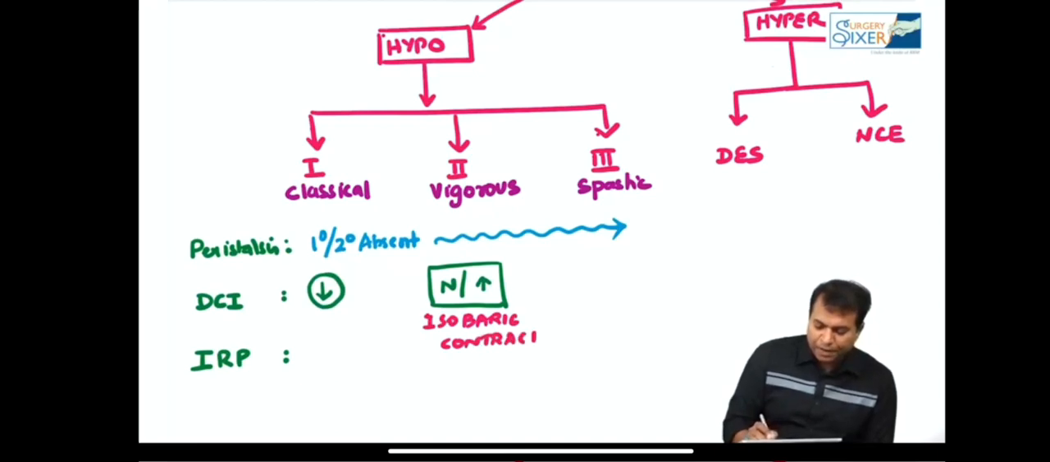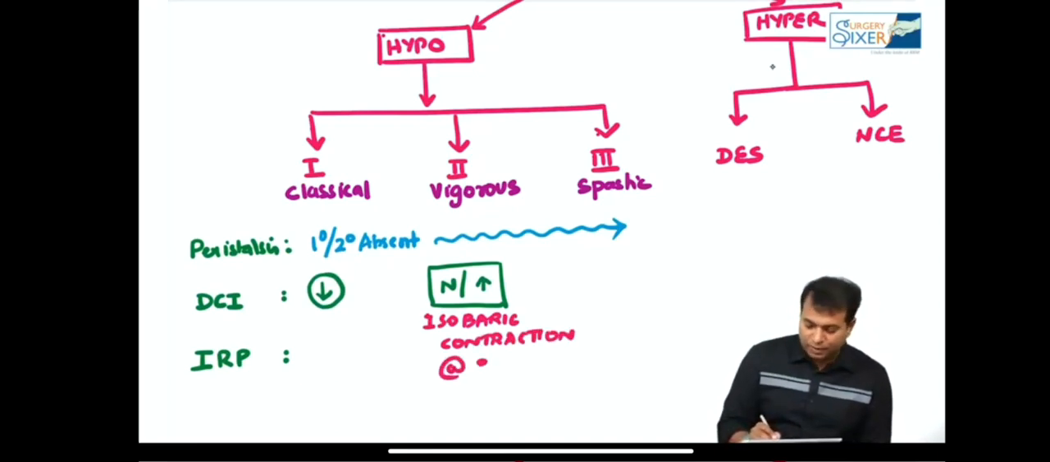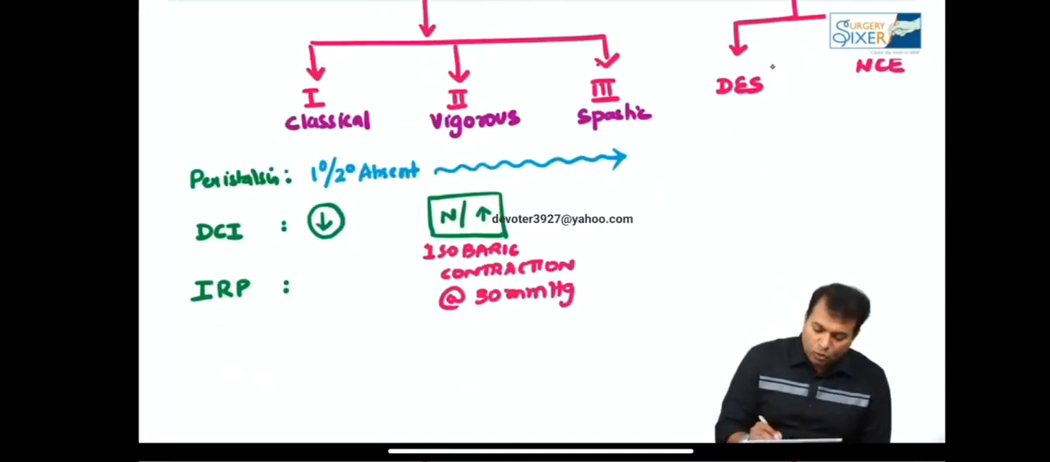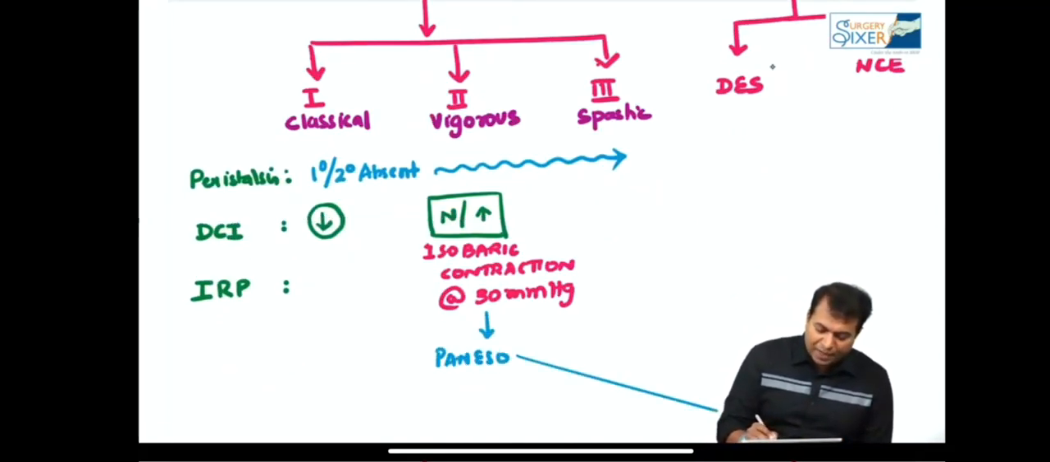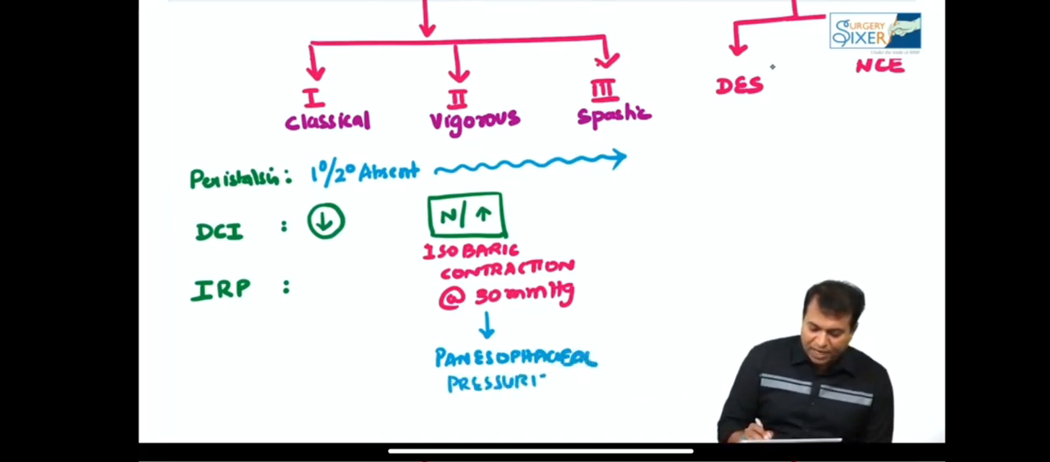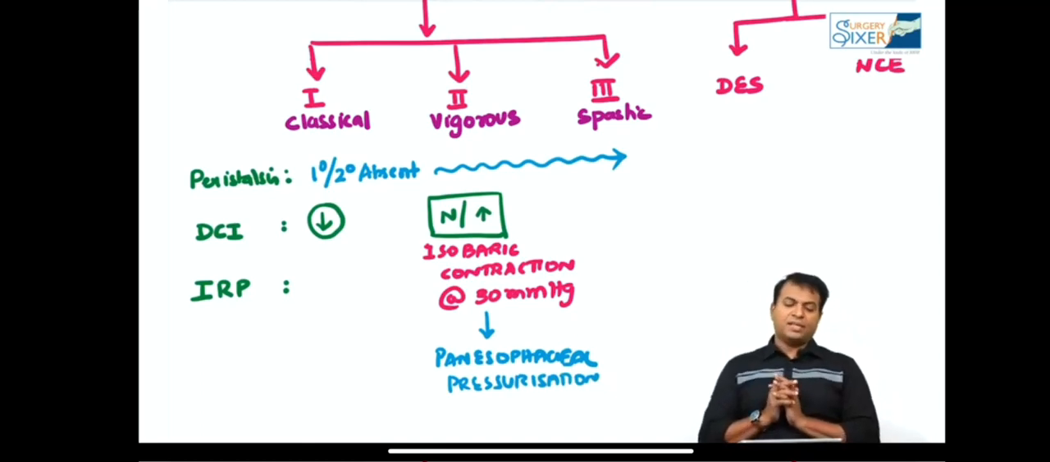I will show you this image. You have to remember, when I am showing this image, at 30 millimeters mercury level there is an isobaric contraction seen in vigorous achalasia. And we call this type 2 achalasia, having pan-esophageal pressurization. The exam question will be: in which type of achalasia do you have pan-esophageal pressurization?